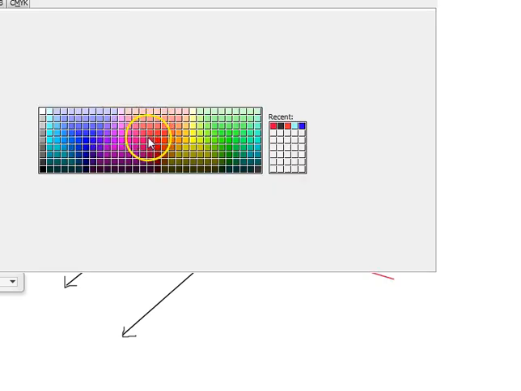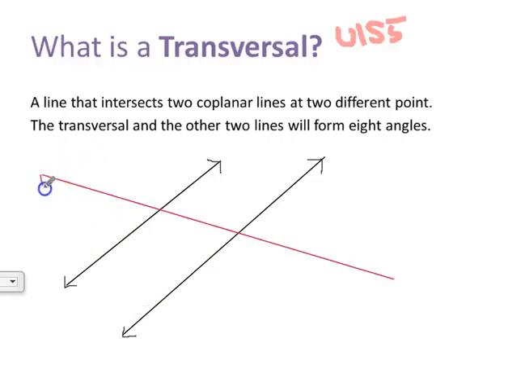It is a line that intersects two coplanar lines at two different points. It intersected here and here. So in red here, this is my transversal. The transversal intersected these two lines at 2 points. And when I drew in that transversal, I created 8 different angles.